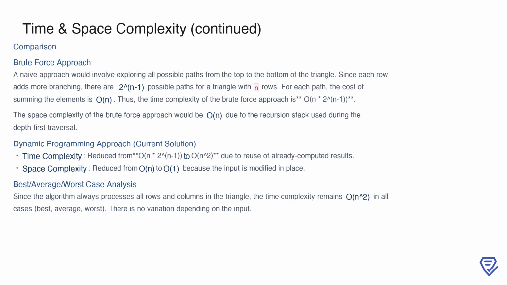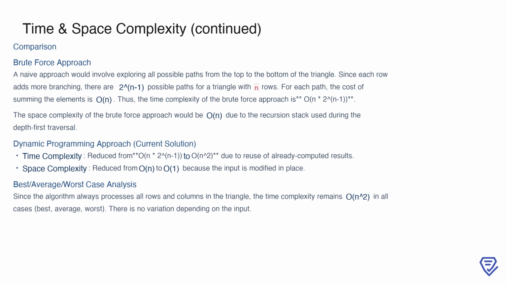If we compare this dynamic programming approach to a brute force solution, the difference in efficiency becomes clear. A naive brute force approach would explore all possible paths from the top of the triangle to the bottom. For a triangle with n rows, this results in 2^(n-1) possible paths, as each row introduces new branching. Calculating the sum of the elements along each path would take O(n) time per path. Combining these, the total time complexity of the brute force approach is O(n * 2^(n-1)), which is exponential and highly inefficient.